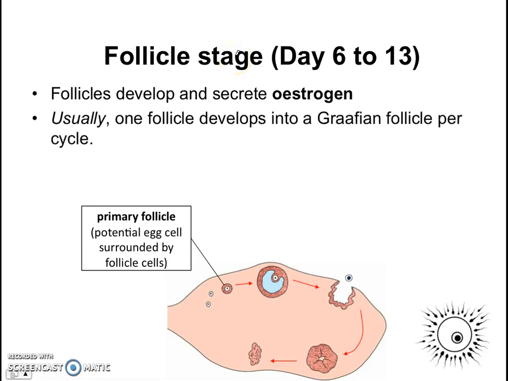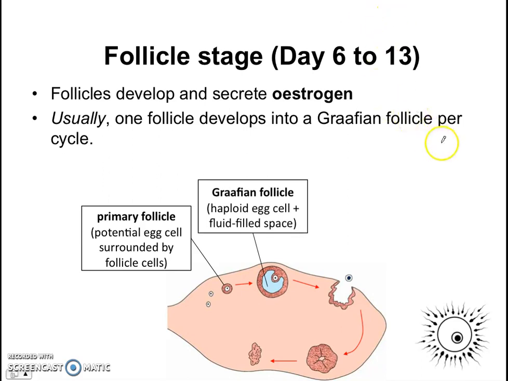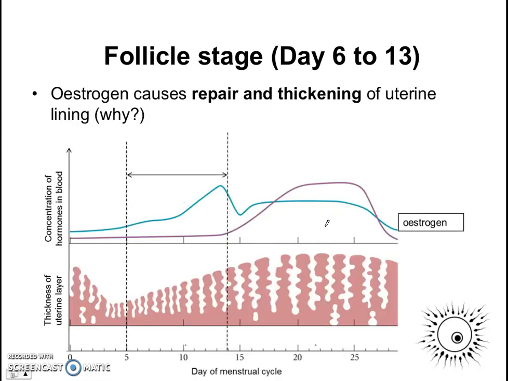Eventually, usually, only one follicle, right, even though many follicles start to develop and secrete estrogen, only one follicle will fully develop into what is known as a Graafian follicle. So every menstrual cycle, even though many follicles start developing and secreting estrogen, only one ends up becoming a Graafian follicle, which is basically the haploid egg cell and a sort of fluid-filled space. So eventually this Graafian follicle is the one that is going to give rise to the egg that is released during ovulation.